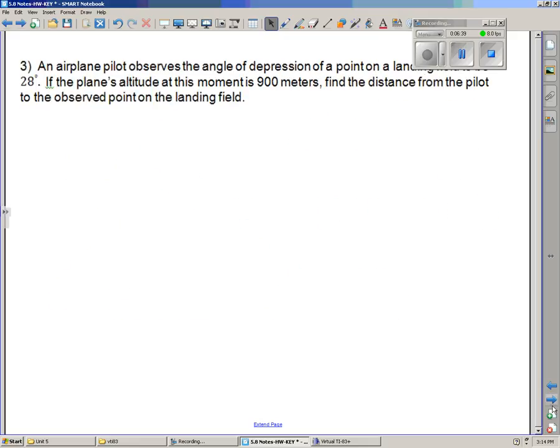Let's try number 3. An airplane pilot observes the angle of depression of a point on the landing field to be 28 degrees. If the plane's altitude at this moment is 900 meters, find the distance from the pilot to the observed point on the landing field. So we basically have an airplane that has an altitude of 900 meters.